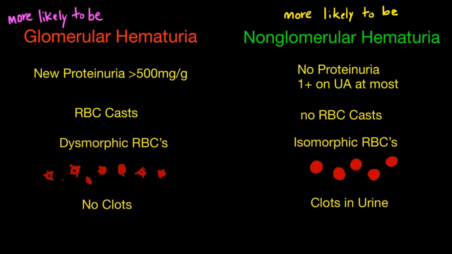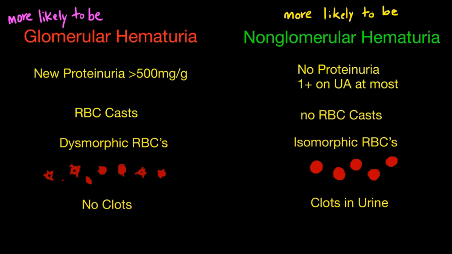One other feature to separate these two would be the presence or absence of clots in the urine. And so this would be a feature the patient will tell you when you're taking your history. So if they tell you that there's clots in the urine amidst the hematuria, it's more likely to be non-glomerular hematuria. So with non-glomerular hematuria, you're more likely to lose more actual blood volume in the urine. And so that probably causes the propensity to form blood clots.